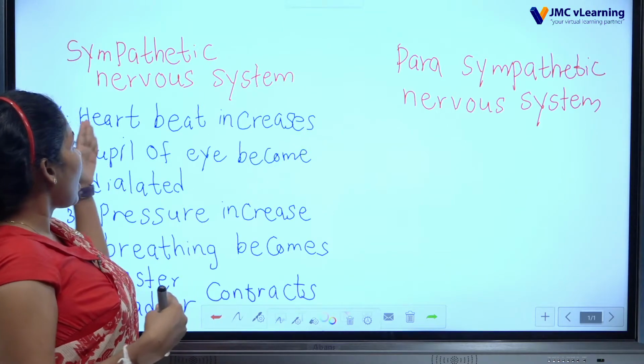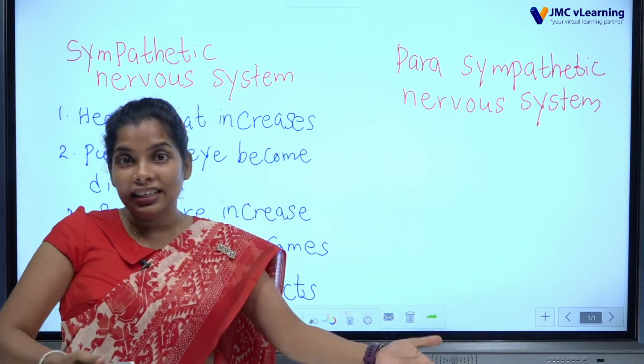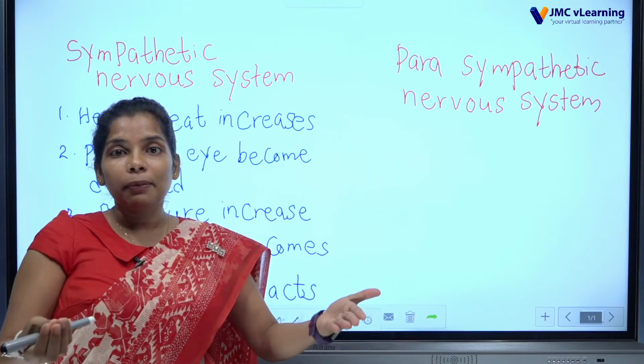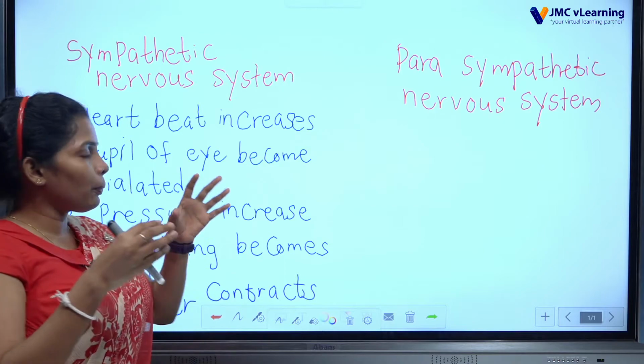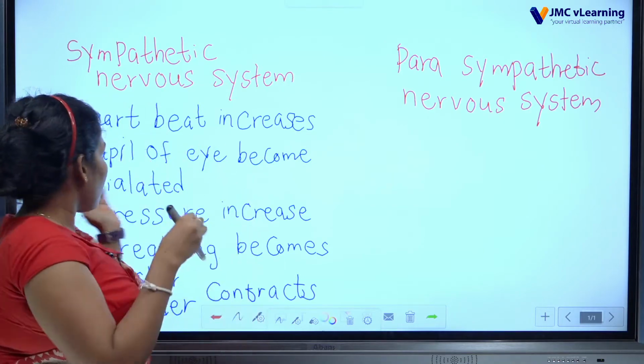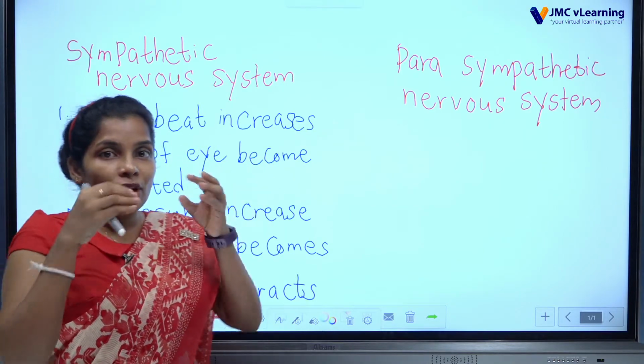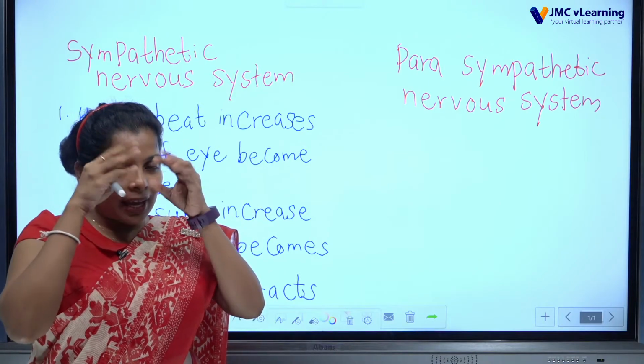First, what happens? Heartbeat increases. When you see the snake, your heartbeat increases. Then what happens to your pupil? The pupil of your eye becomes dilated.